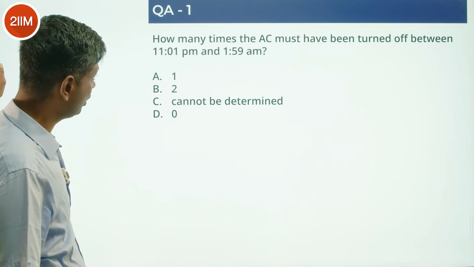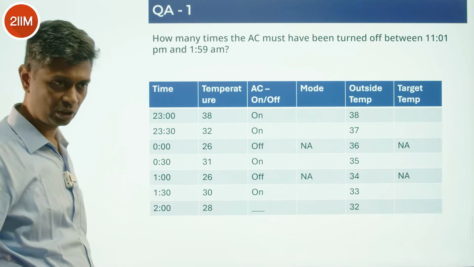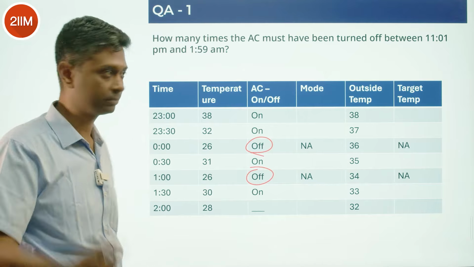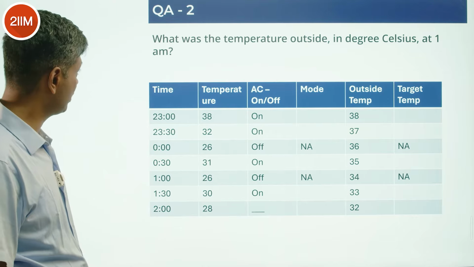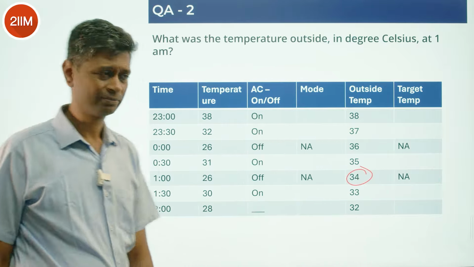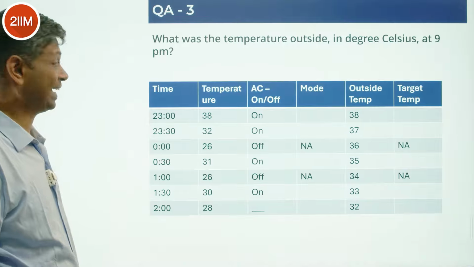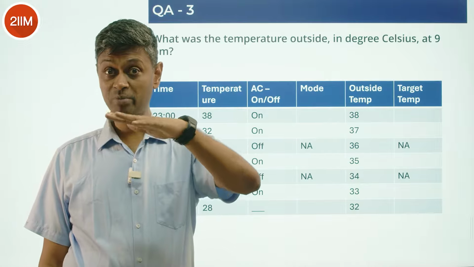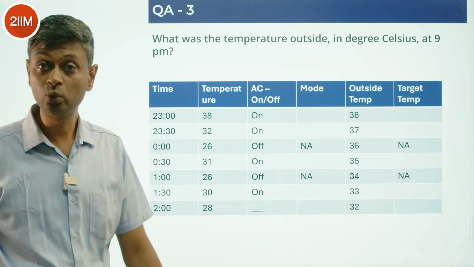How many times must the AC have been turned off between 11 and 1:59? How many times is it turned off? Exactly at 12, exactly at 1, turned off twice. What is the temperature outside in degrees Celsius at 1 a.m.? At 1 a.m. outside temperature 34. What is the temperature outside in degrees Celsius at 9 p.m.? 38 at 11, 2 degrees every hour, but this time it should be higher than 38 because it's falling. So at 10 it would have been 40, at 9 it would have been 42 degrees Celsius.